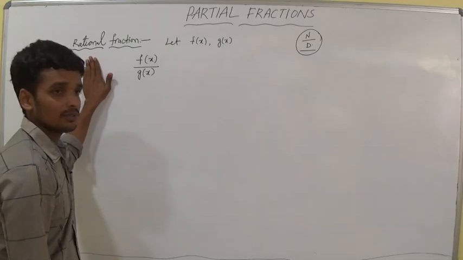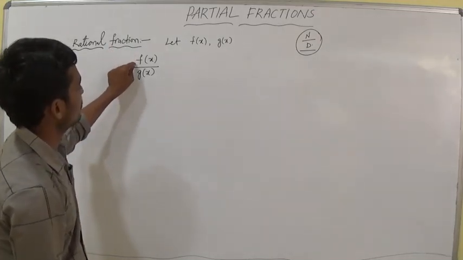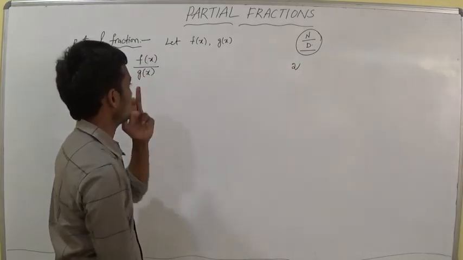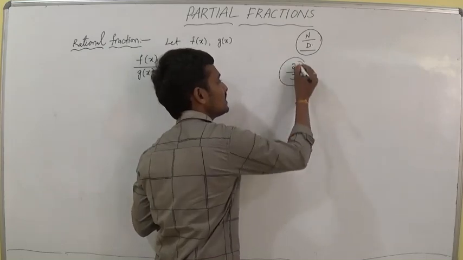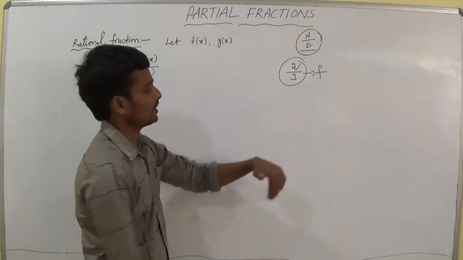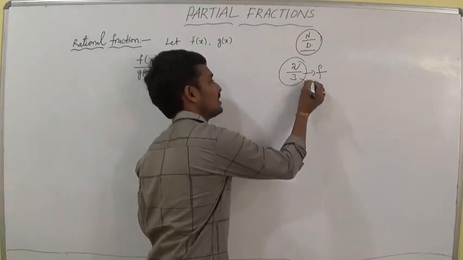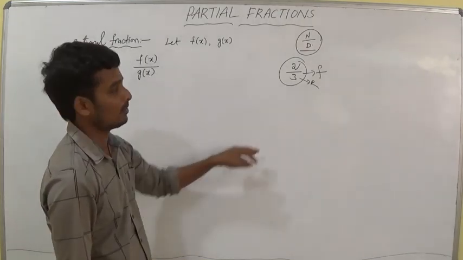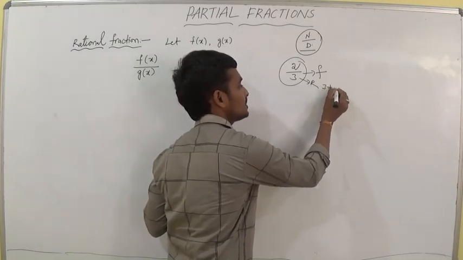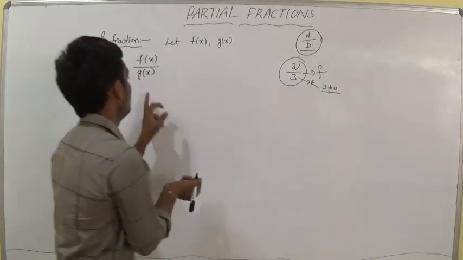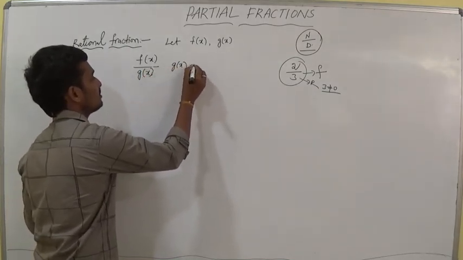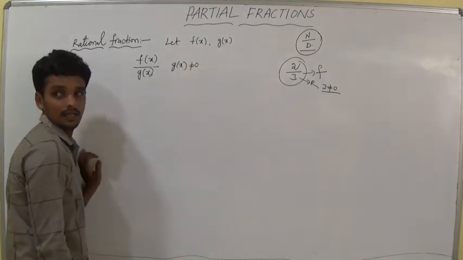For example, if in the place of f of x we take a number 2, and g of x is 3, then 2 by 3 is a fraction. As in earlier classes, 2 by 3 is also a rational number. The numbers which are in the form of p by q, where denominator q is not equal to 0. In the same way, here the most important condition is that the denominator g of x is not equal to 0. This is a rational fraction.